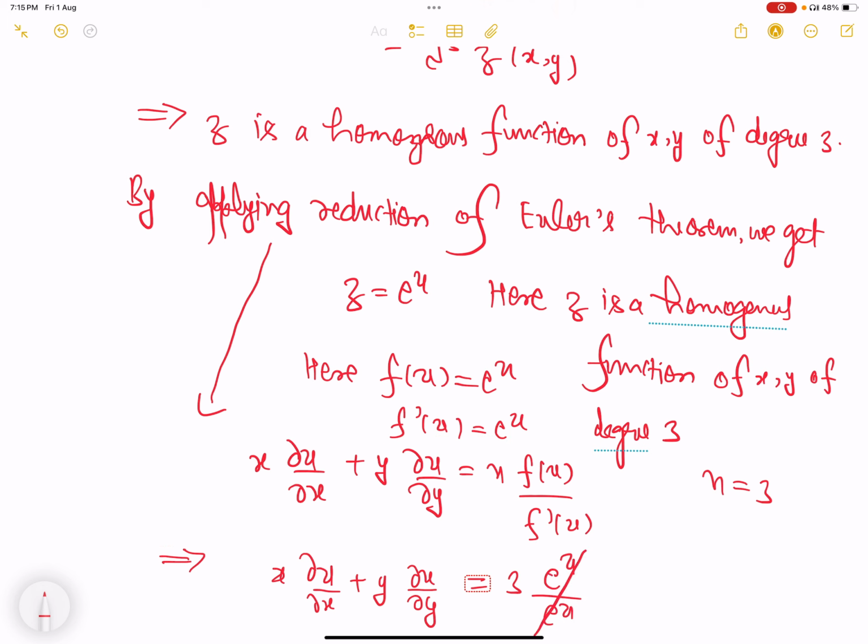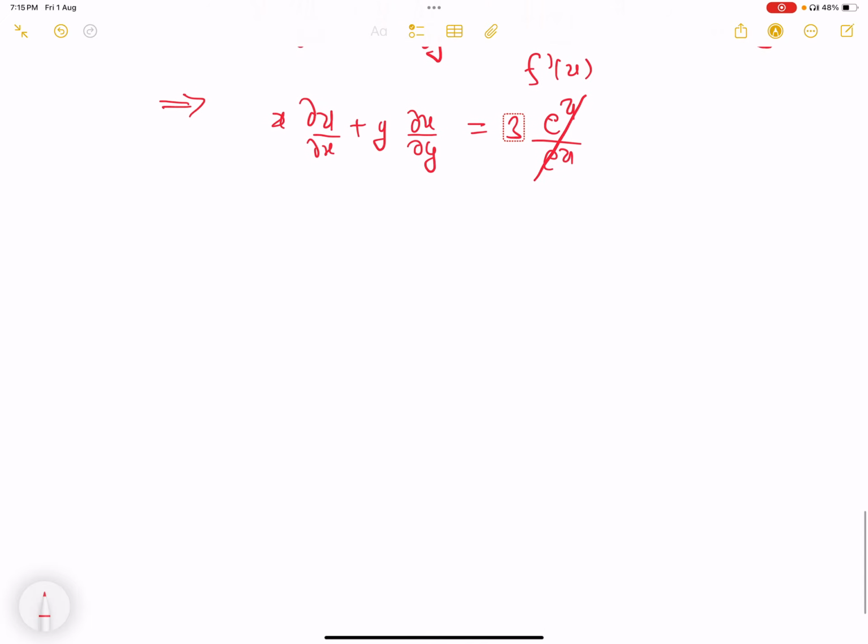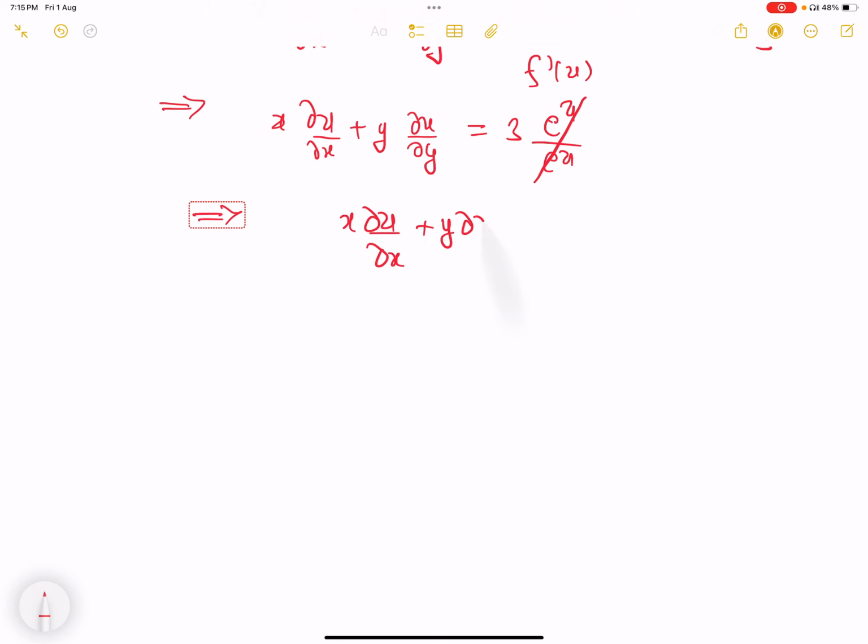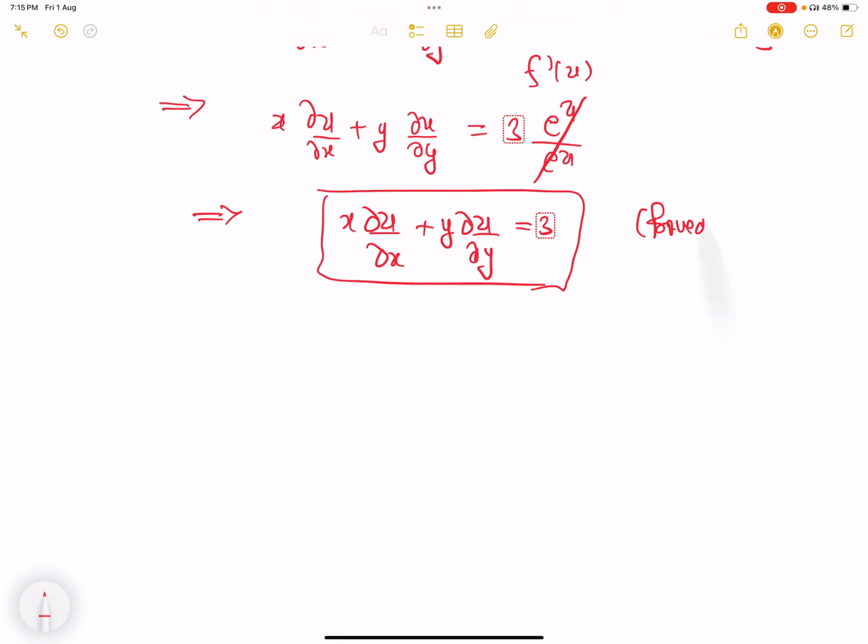So this cancels out. So what we have is x del u upon del x plus y del u upon del y is equal to 3. This is proved now. Okay.